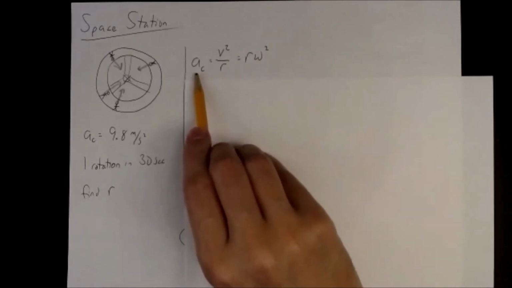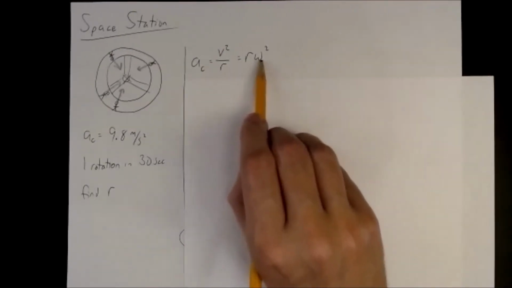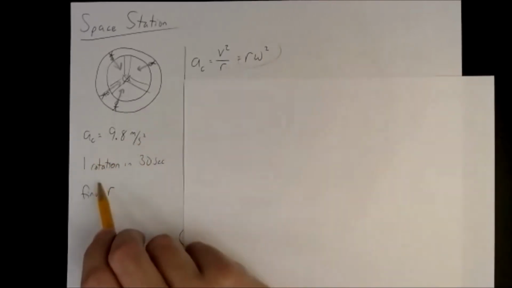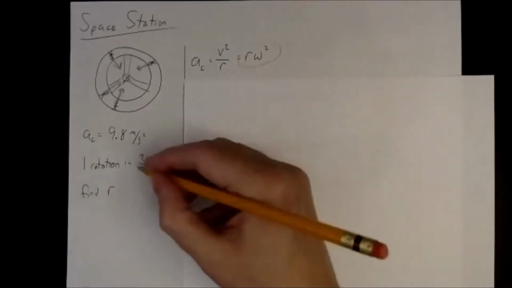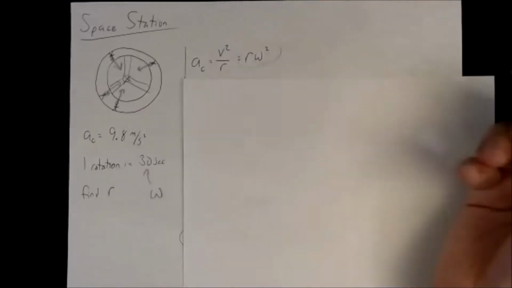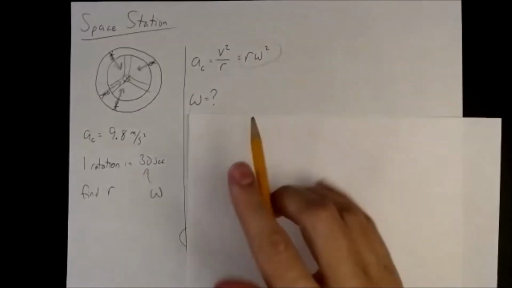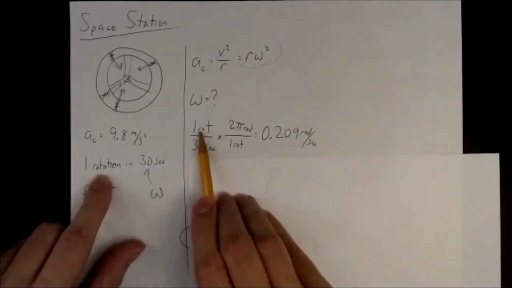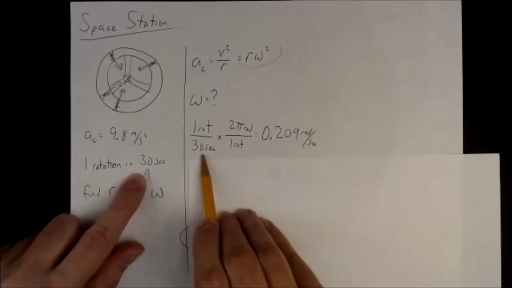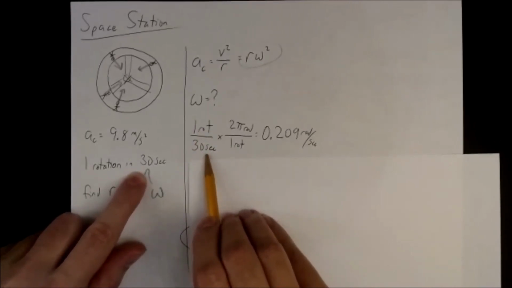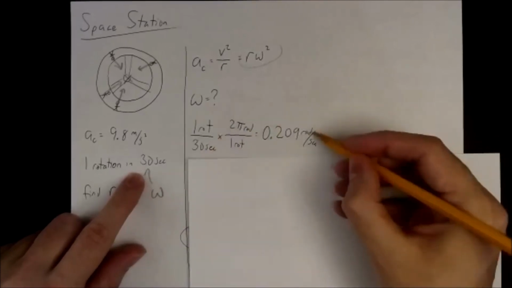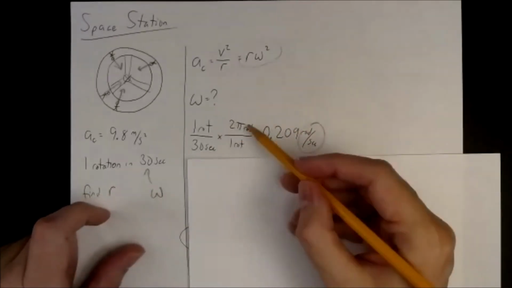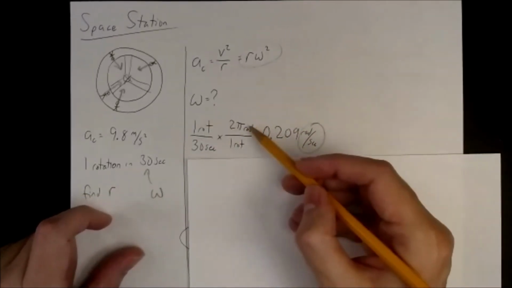So I say centripetal acceleration is equal to v squared over r, which is equal to r omega squared. Probably easier to use this, because I know that one rotation in 30 seconds, we can convert this into omega eventually. So let's do that. We need to find out what omega is. So I know that I need one rotation per 30 seconds. I need to get this into radians per second, because we always need things in radians per second. So that's going to be 2 pi radians. One rotation is 2 pi radians.